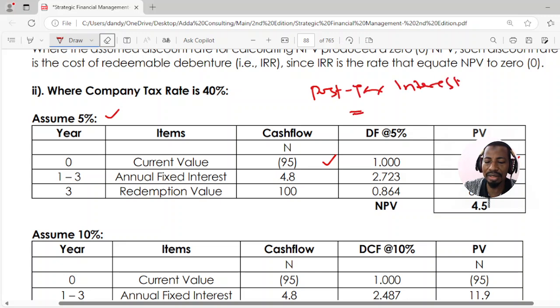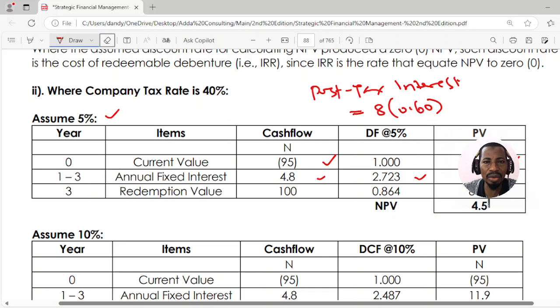The post-tax interest is the interest of 8% multiplied by 1 minus tax. The tax rate is 40%. Therefore, 1 minus 40% means we are supposed to account for 60%. So 60% of 8 will give us 4.8. That's how we got that 4.8. Then I will calculate the annuity factor of year 1 to 3 at 5%, which is 2.723. 2.723 multiplied by 4.8 will give us 13.1.